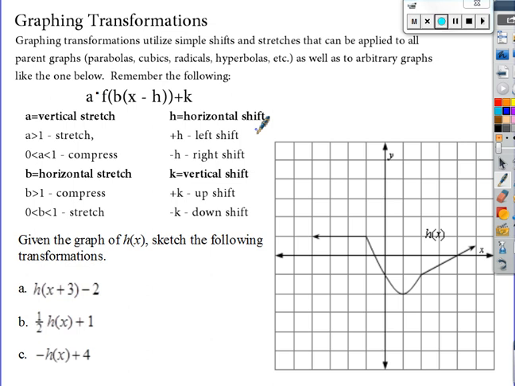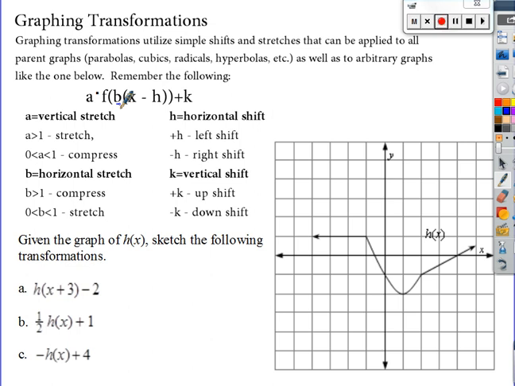The new one here that we're not going to do today, but we will see in the future, is a b value, which is going to be a horizontal stretch or compress. And just like the horizontal shift, it's counterintuitive. So bigger than 1 actually compresses it horizontally, whereas a fractional value between 0 and 1 stretches it horizontally. But not today. We're going to start simple.